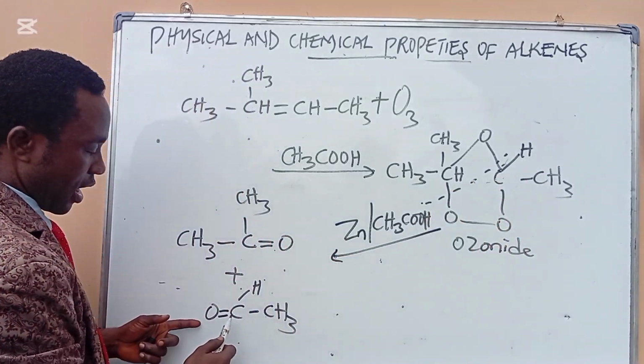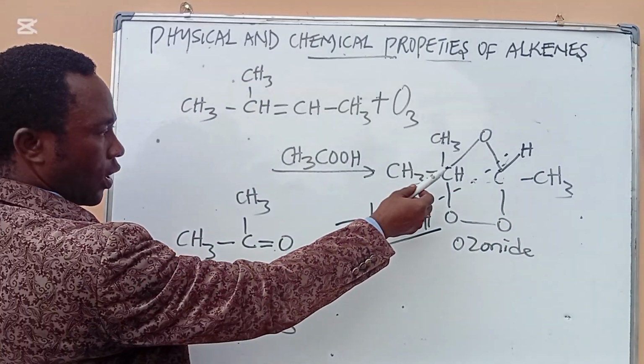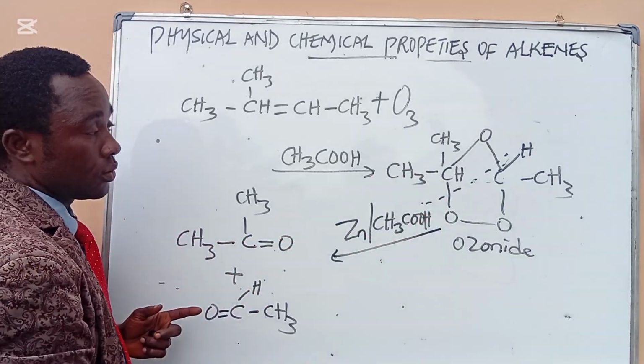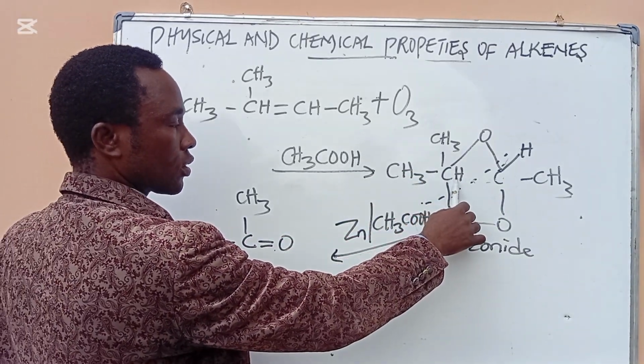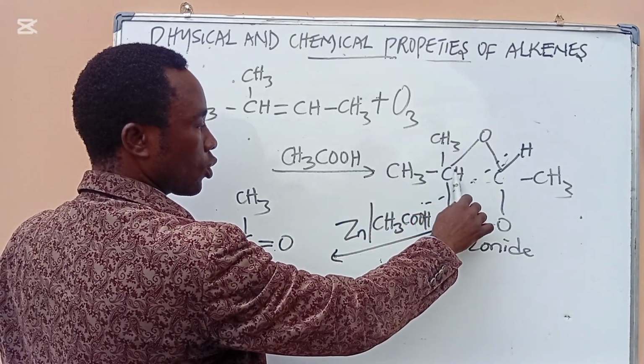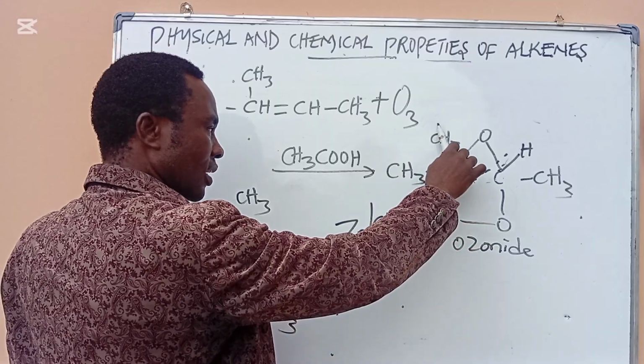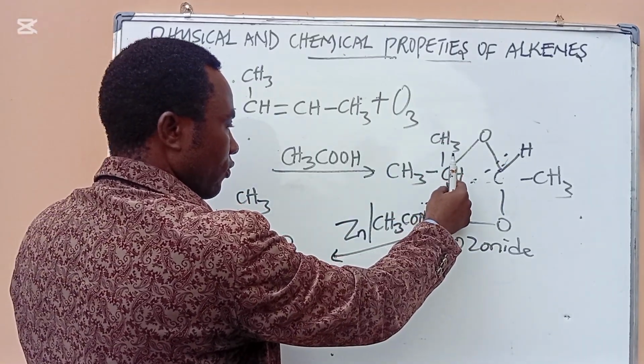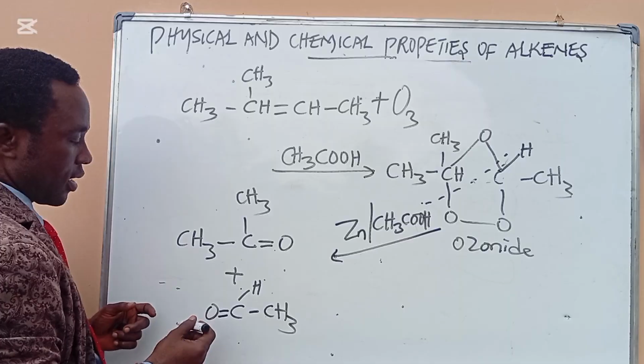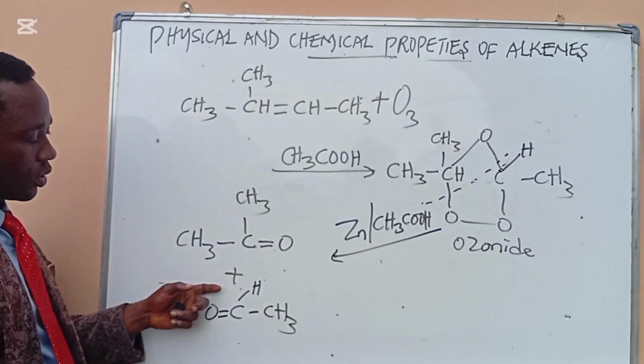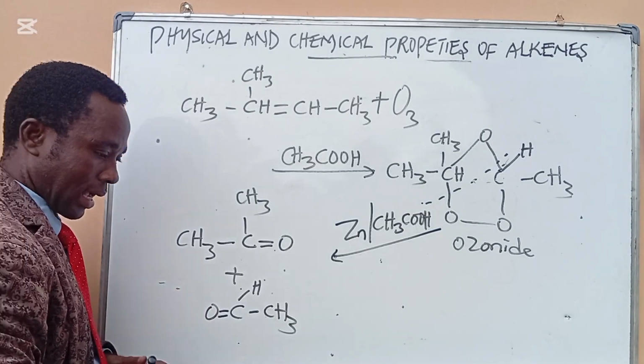So alkanals we have what? Hydrogen. How do I know that this one is an alkanone? CH3, this one will become what? Oxide to C double bond O. Then there is another CH3 covering it, the functional group. So that is why it must become an alkanone.